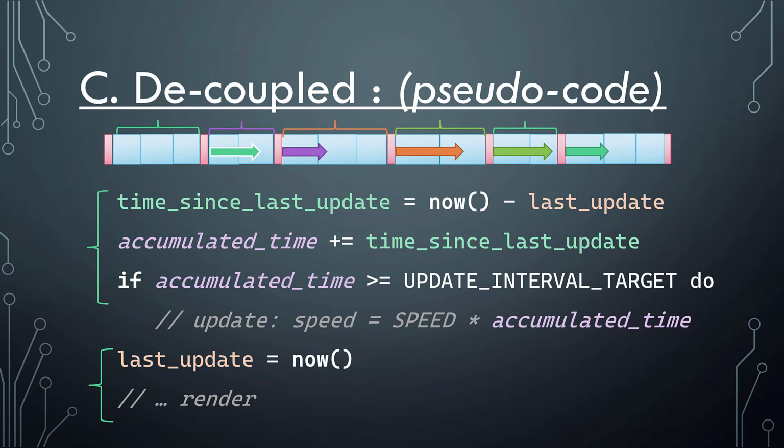But just when we pass it, then we do the update and we modulate the speed not by the time since the last frame, but by that accumulated time. So we end up achieving the same goal of having things move at constant speed.